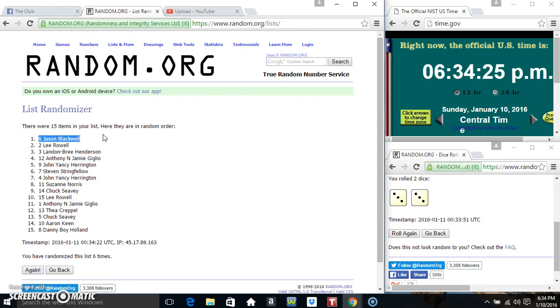Mr. Jason Blackwell gets two spots. Mr. Lee Rao gets one. 15 items on the list. Randomized six times. Dice calls for a six.